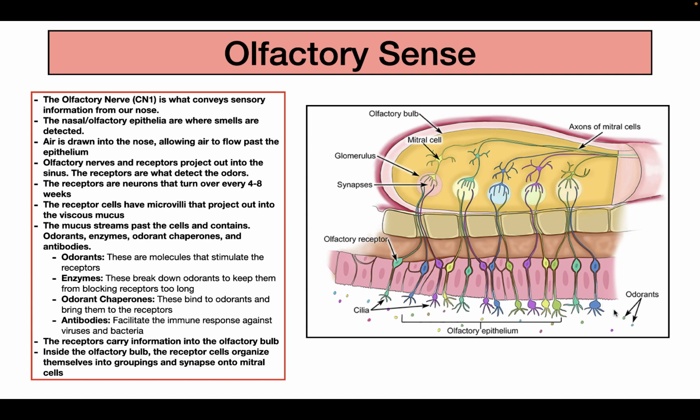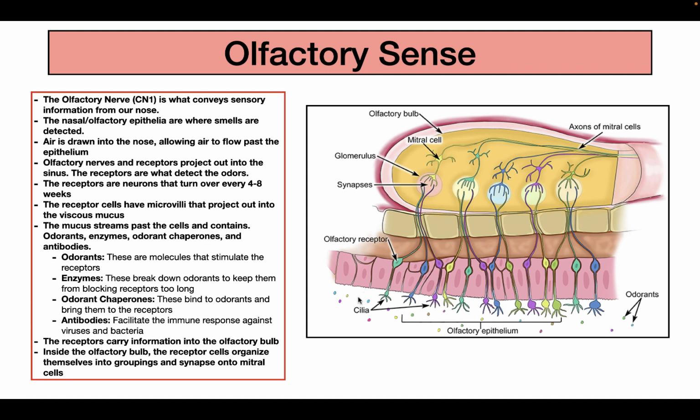And then on top of these odorant receptors, we have a layer of mucus. This mucus layer that rests on top of the olfactory receptors is going to contain a few different things. The first thing are the odorants themselves. These are molecules that, when they bind to the odorant receptors, can cause a signal and cause us to have the sensation of smell.